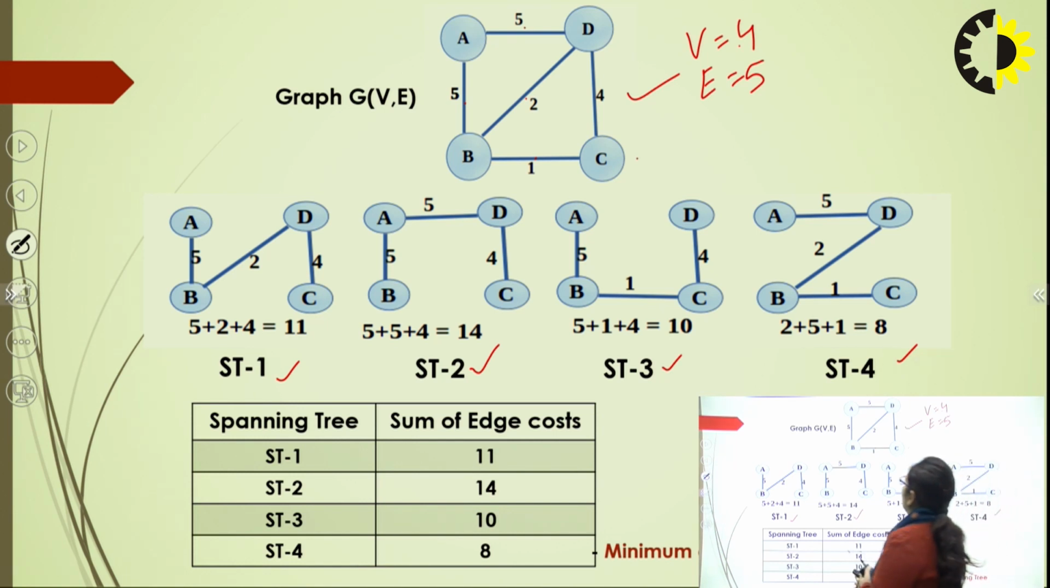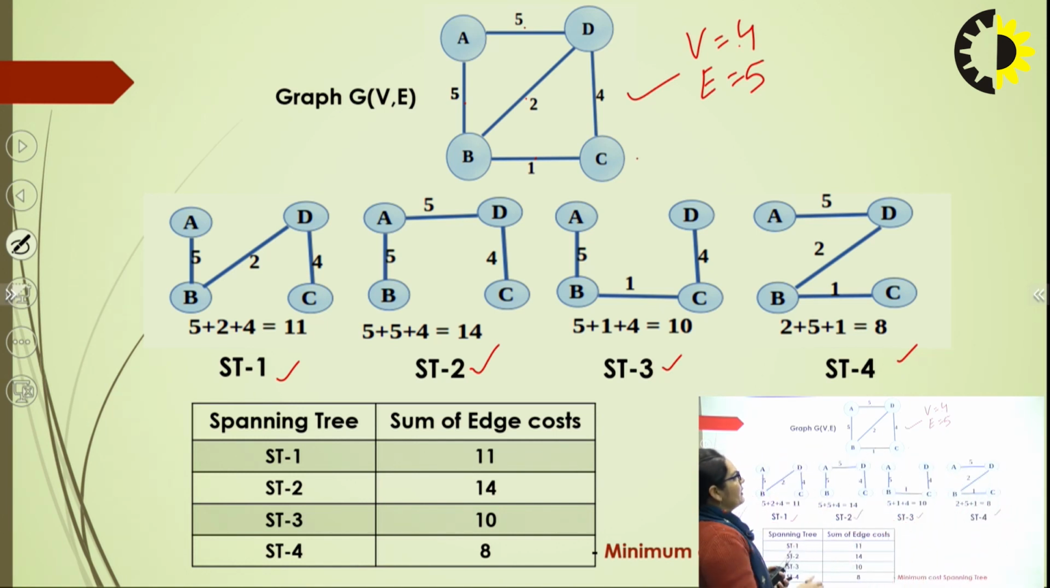So how many edges will there be in these spanning trees? The vertices available in your graph is 4, so the number of edges in a spanning tree will be V minus 1, that is 4 minus 1, which is 3. So 3 edges will be there. For ST1, if we calculate the sum of the edge costs, it will be 11. How was 11 calculated? For the edge AB we have cost 5. For edge BD we have cost 2, and for CD we have cost 4. So 7 plus 4, 11.